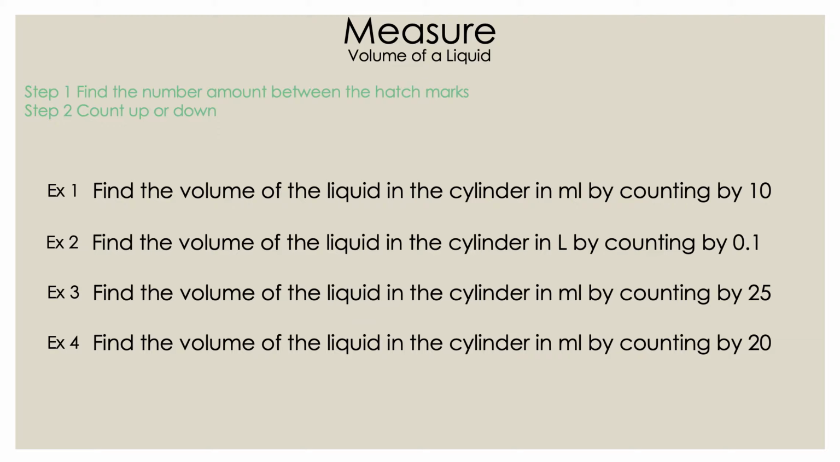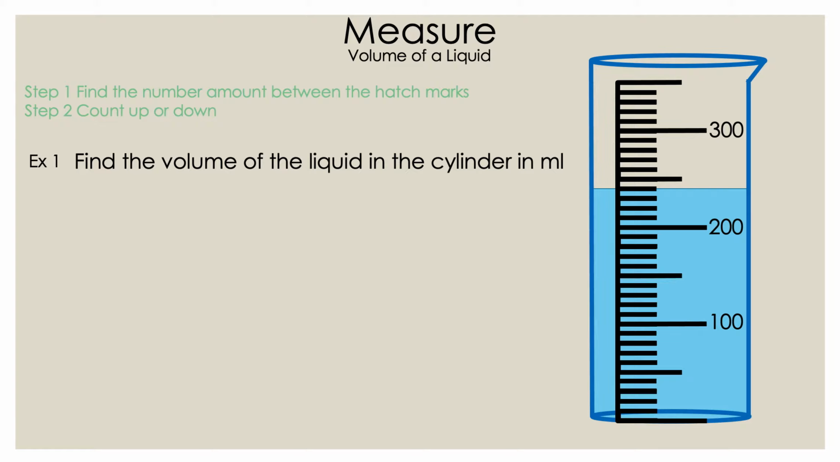Let's go ahead and look at the 4 examples that we're going to do. We're going to be counting by tens, counting by 0.1, counting by 25, and counting by 20s. So let's take a look at the steps. Step 1, find the number amount between each of the hatch marks. Step 2, count up or down, whatever you find easier.